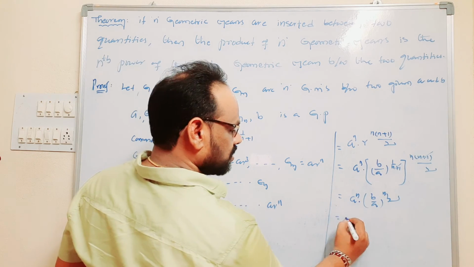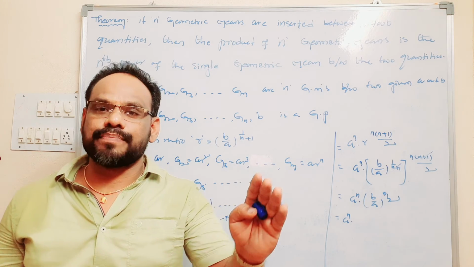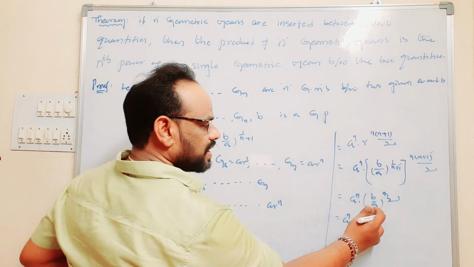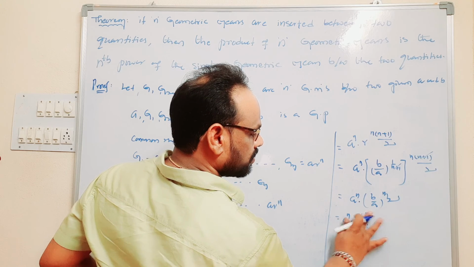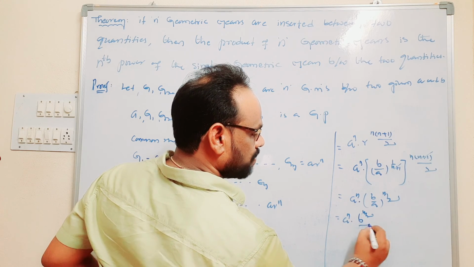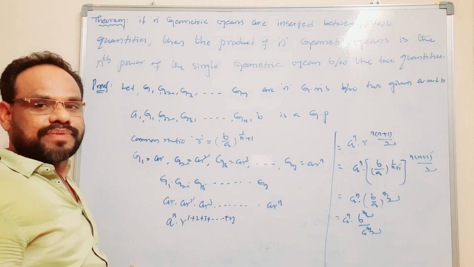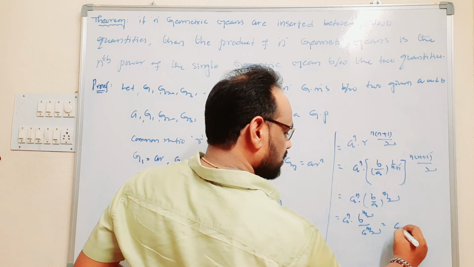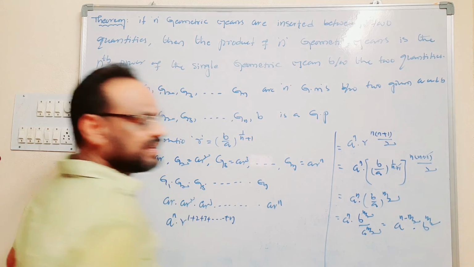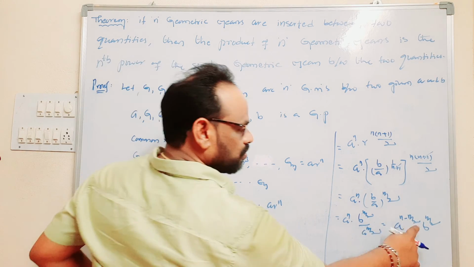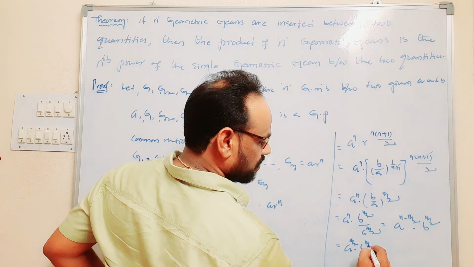We know that (a/b) to the power m is equal to a power m by b power m. So (B/A) to the power n by 2 is equal to B power n by 2 by A power n by 2. We know that a power m by a power n is equal to a to the power m minus n. So it can be written as A power n minus n by 2 into B power n by 2. N minus n by 2 is 2n minus n over 2, that is equal to A power n by 2 into B power n by 2.